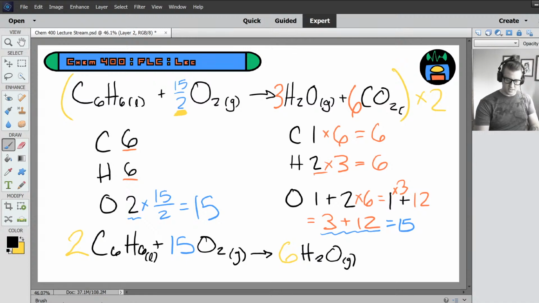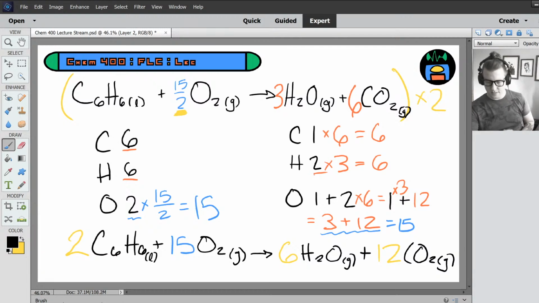Oh, and I just saw that I forgot my CO2. Plus 2 times 6 is 12. 12 molecules of carbon dioxide gas. So that is the balanced chemical equation.